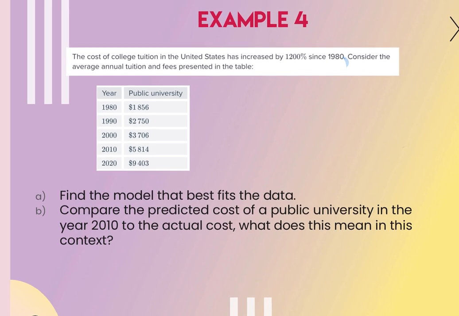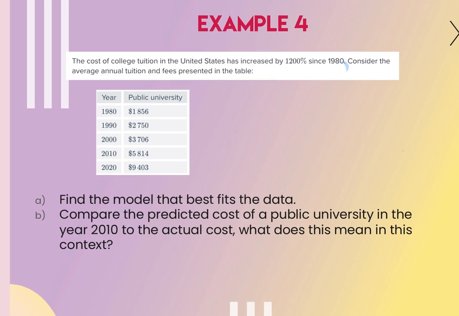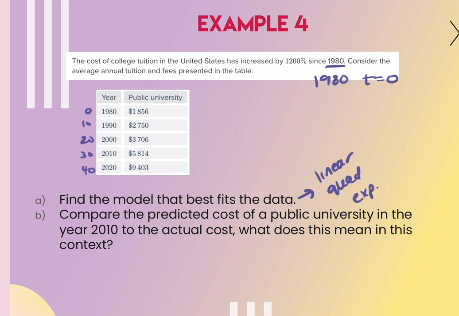Okay, sorry, I'm going to have to say it again. The college tuition in the United States has increased by 1,200% since 1980. So 1980 is our t equals 0. So this would be 0, 10, 20, 30, and 40. And then it asks you to find the model that best fits the data. I'm going to give you 3 options. It will usually give you your options. So I'm going to do linear, quadratic, and exponential. And we're going to run them.